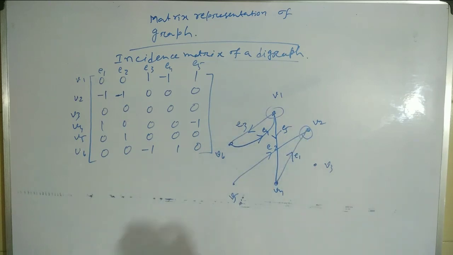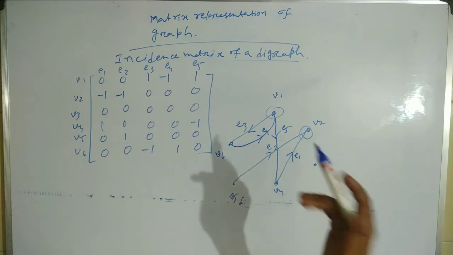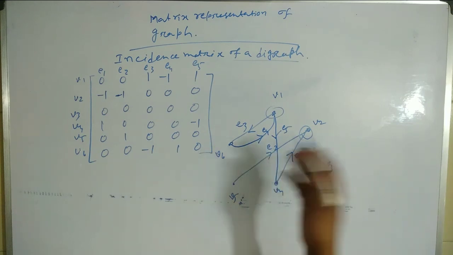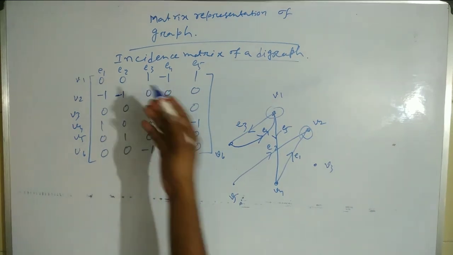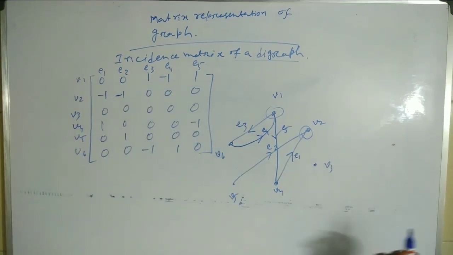So the number of minus 1 will be the in degree, and the number of plus 1 will be the out degree. If you add these two degrees, the out degree and in degree, you will get the degree of the vertex. That is, the degree of this vertex is 3. That is, there are three entries, each either plus 1 or minus 1.